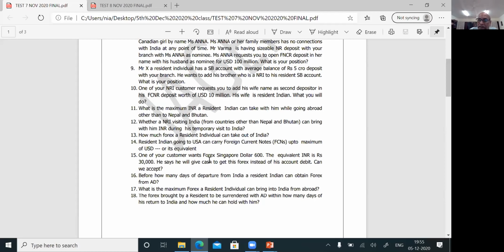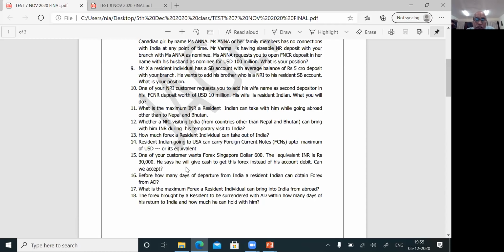He says he will give you cash to get this forex instead of his account debit. Can we accept? For giving forex to the individual, whether the Indian rupee equivalent is to be debited to his account only, or you can accept cash and release the forex to the resident individual. See, you can accept cash and release the forex to the resident individual if the equivalent Indian rupees is up to 50,000 rupees. If it is above 50,000 rupees, the forex cannot be released by accepting cash. It should be by account debit only.